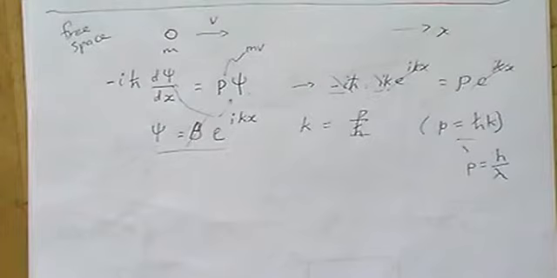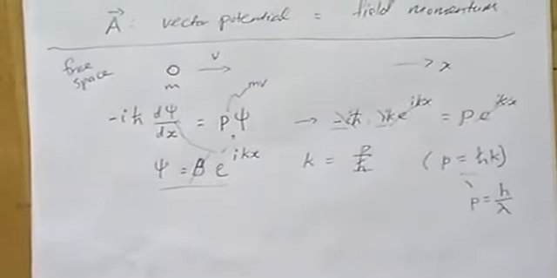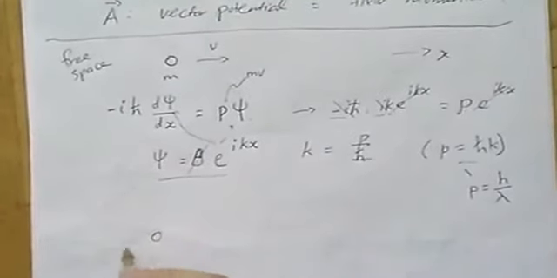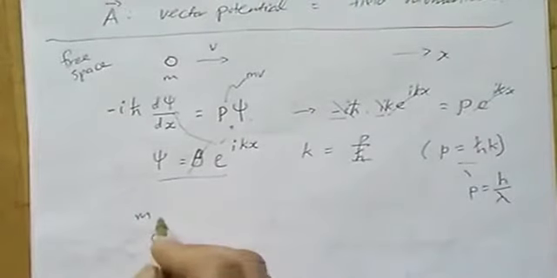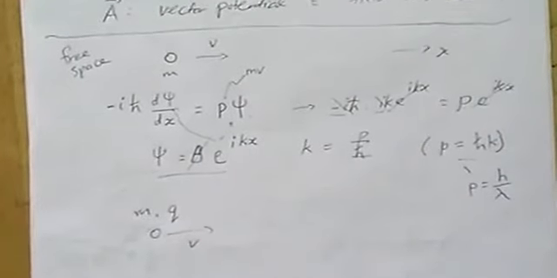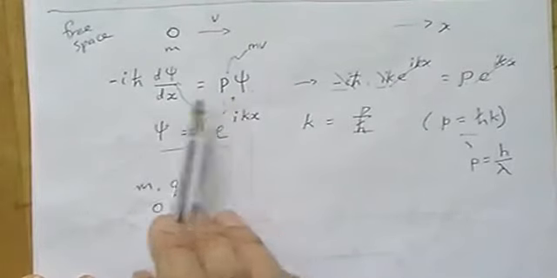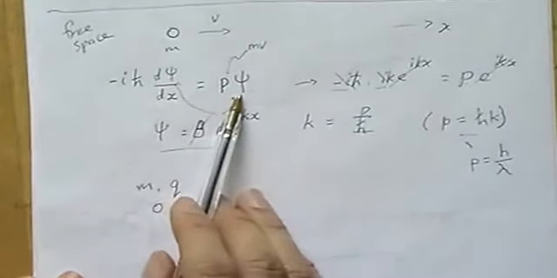Now, in the next step, let's think about what happens if this particle of mass m also has a charge q, and it moves in an electromagnetic field. If that's the case, then this equation, this Schrodinger's equation for the particle, has to be changed.